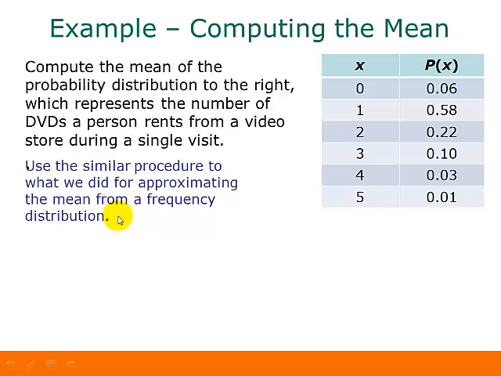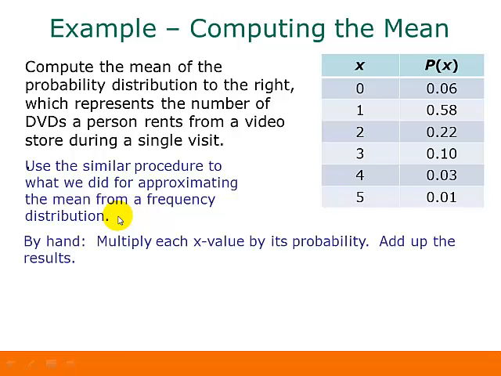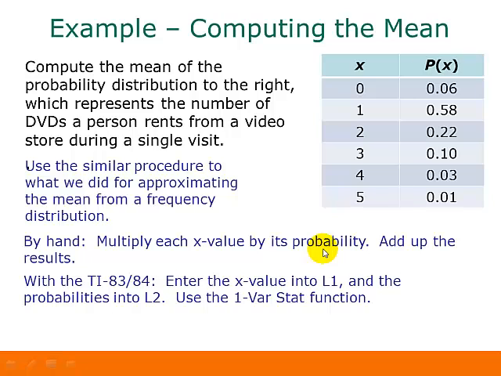So we're going to use a similar procedure to what we did for approximating the mean from a frequency distribution. If we're doing this by hand, we will multiply each x value by its probability, and then add up the results. If we're using our TI-83 or 84, we will enter the x values into list 1, enter the probabilities into list 2, and then use the one variable stat function. Either way, we should get the same answer, and that is 1.49 for the mean.